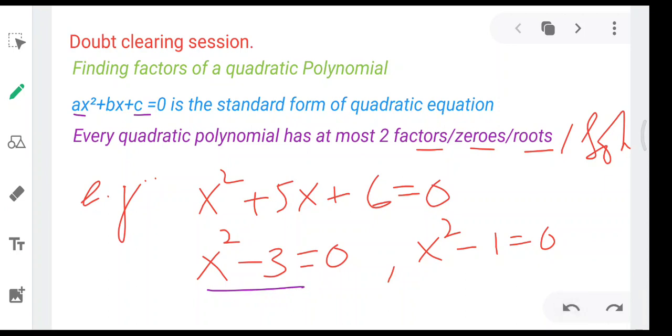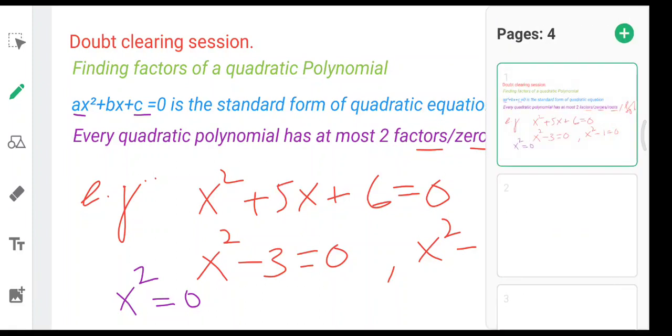For example, x square is equal to 0 is also a quadratic polynomial only. So we will see how to find the factors or zeros of a quadratic polynomial, which is a very important concept. Let's take a few examples and try to find the factors. I'll take one example as x square plus 5x plus 6 equals 0.